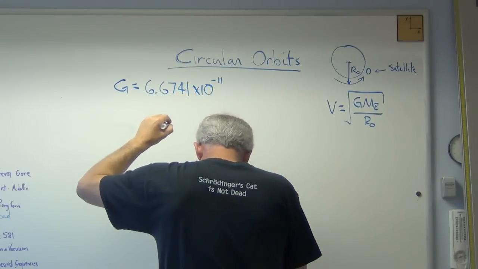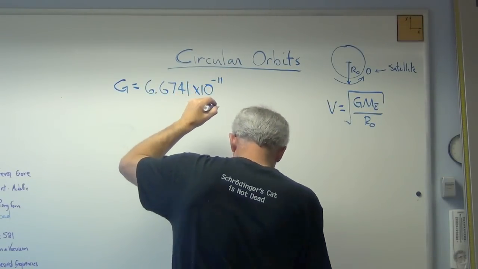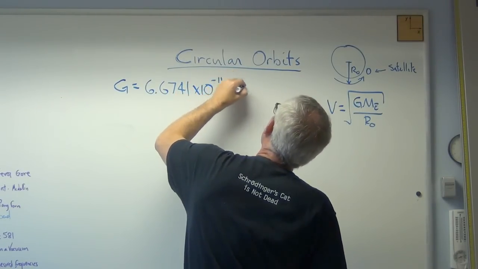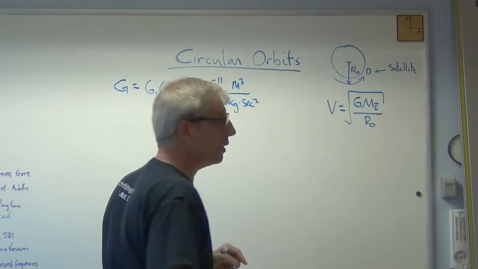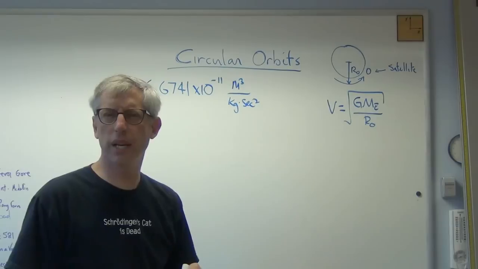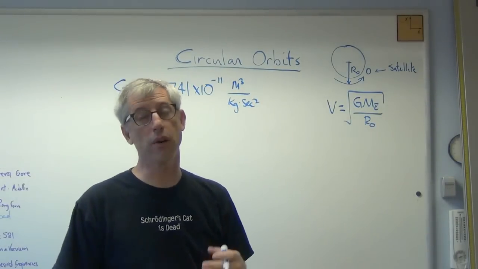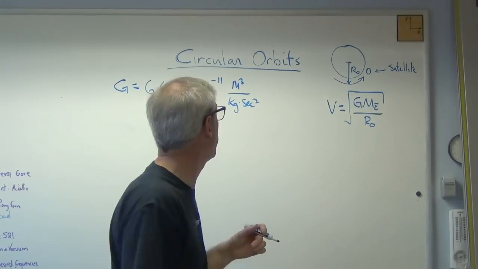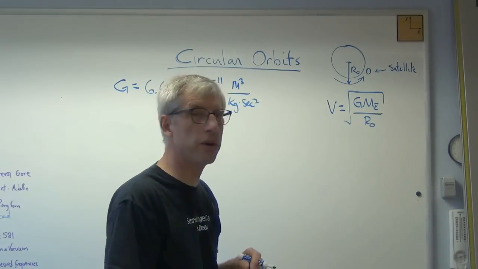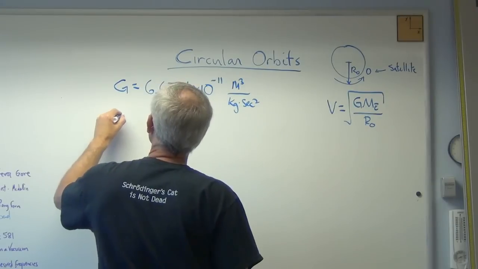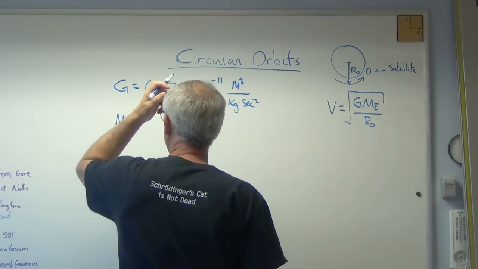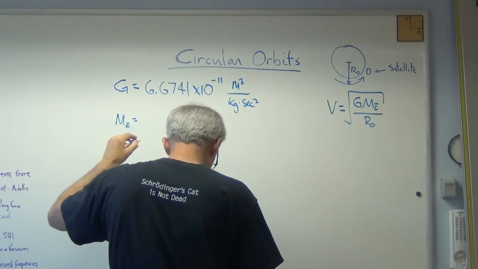Now the units I always have to check. Meters cubed over kilograms seconds squared. That seems like kind of a crazy unit. You're never going to look at that and go, oh, well, obviously that's what it should be. Now, this is just the units that are required to make Newton's law of gravitation work out. So the next one we need to know is the mass of the Earth, which we really do know.